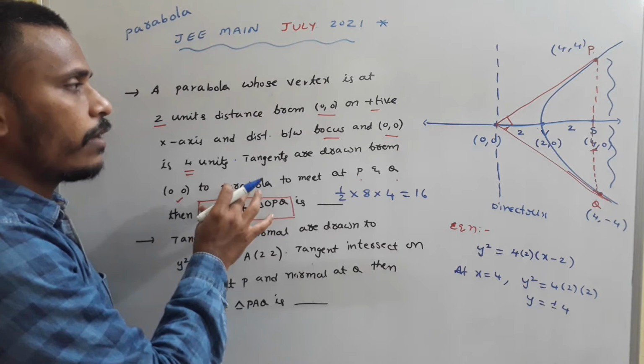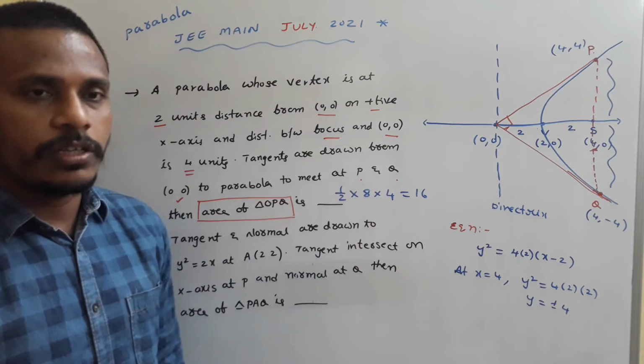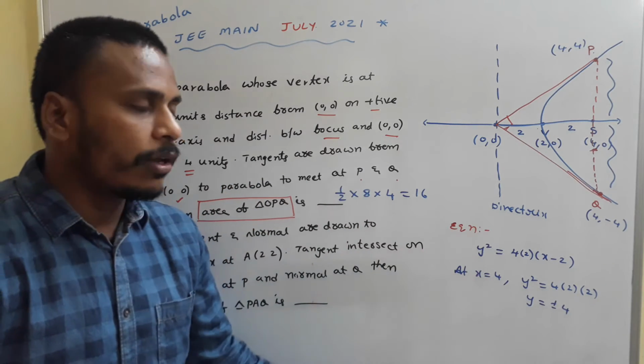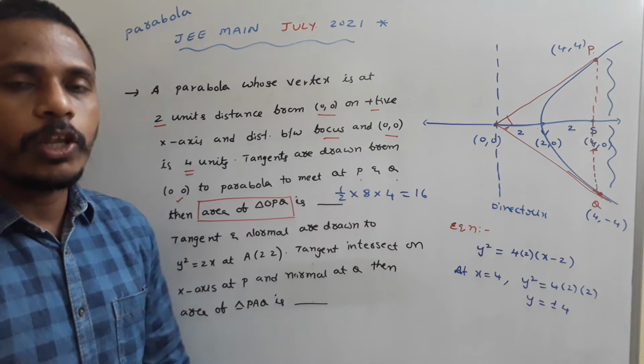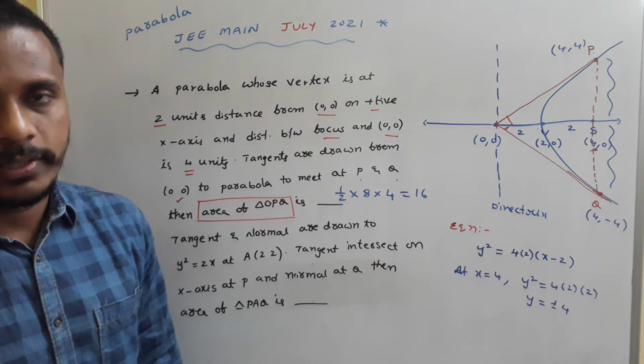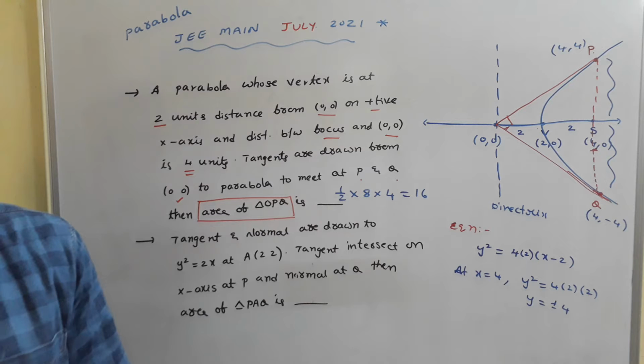Okay. So as per the information, just try to sketch or try to find the equation of parabola. From there, area of the required triangle is 16 units. Okay, that's the problem.